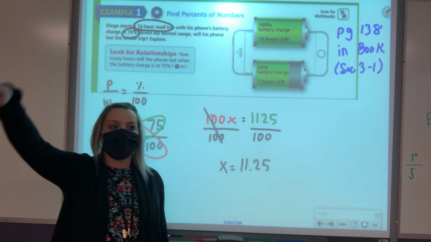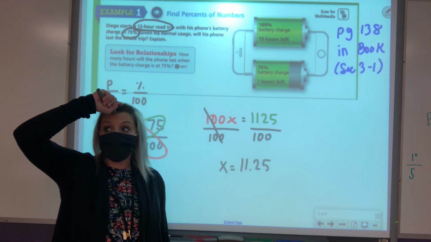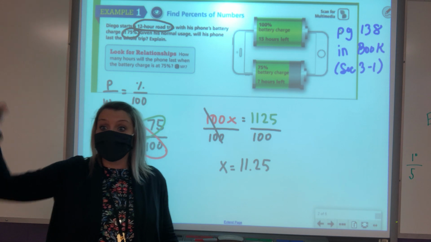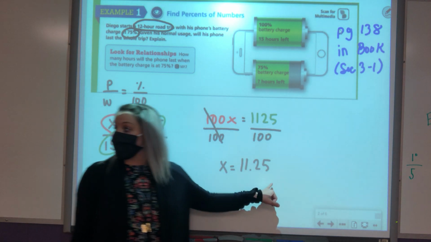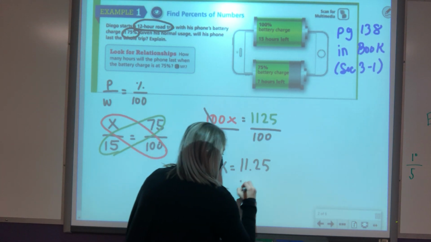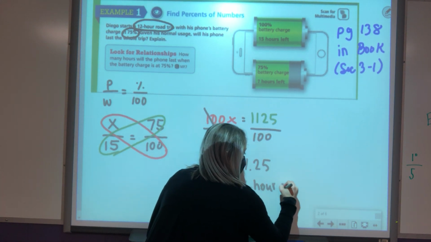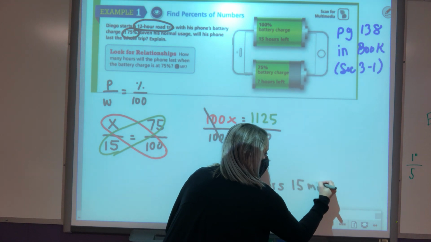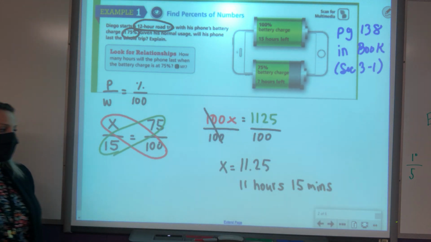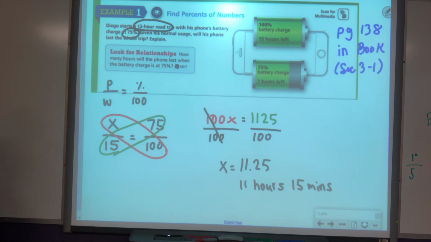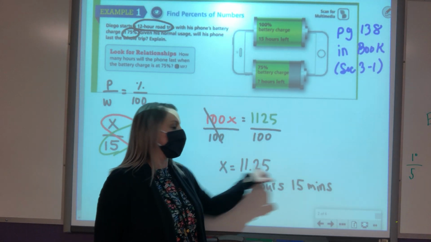Look at the clock. What's 25 hundredths of an hour? What's a quarter of an hour? 15 minutes. So this is actually 11 hours and 15 minutes. The question we were asking: given the normal usage, will his phone last the whole trip? No. The phone's not going to last the whole trip because we needed this to be 12 hours.